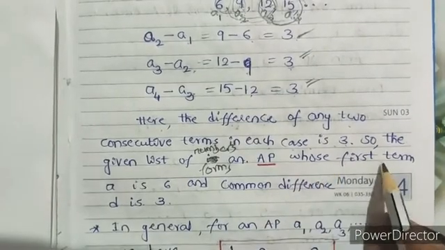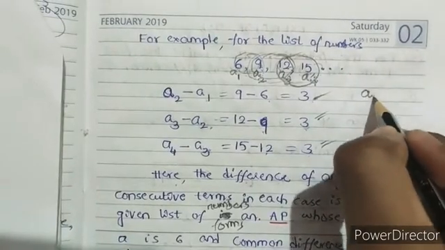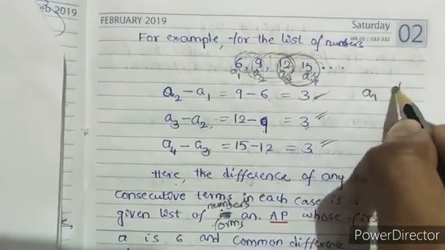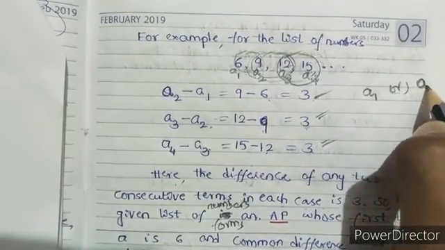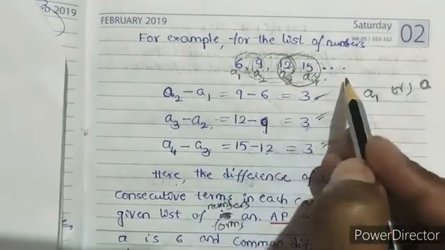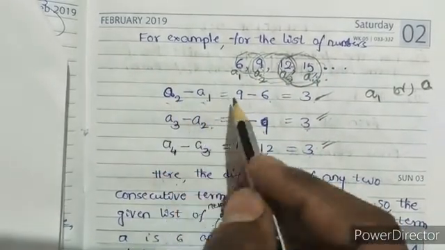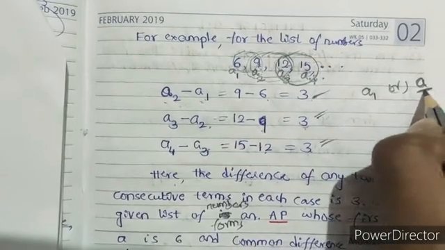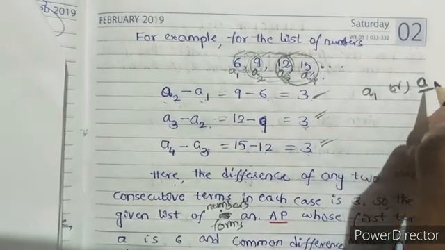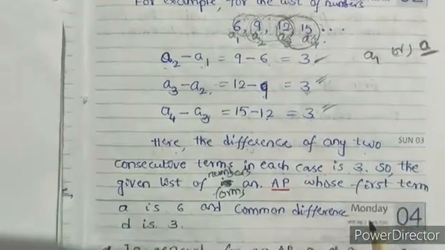Now the first term A. Usually the first term you can represent as A1 or A. While solving the question, when you are taking A1, A2, A3, A4 and finding the common difference, you will take A2 minus A1 likewise. But when you are writing simply the first term, only one term, we will take it as A1 or A. Most probably we will take A only.